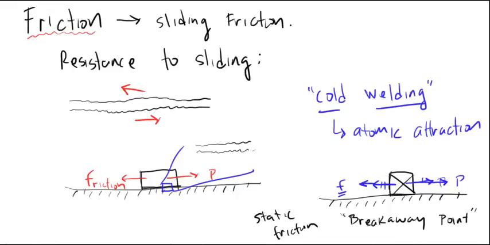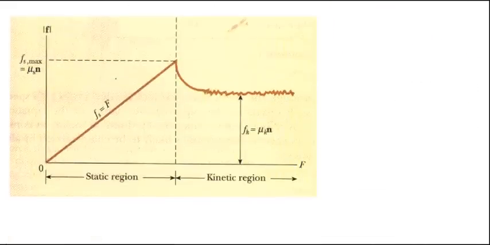And I have a little graph here that we can investigate in some detail. This is sort of an interesting graph I found online on Google. And let's see what we've got here. This is an interesting plot. First of all, this is what's called the static region right here.